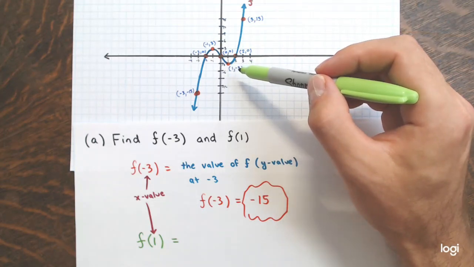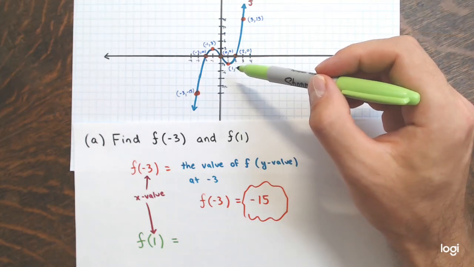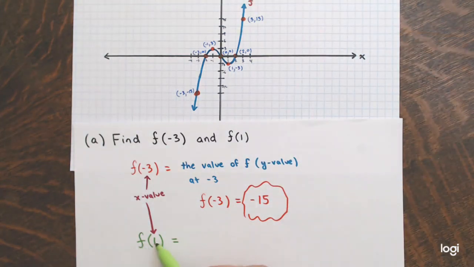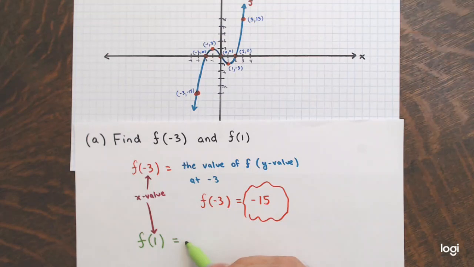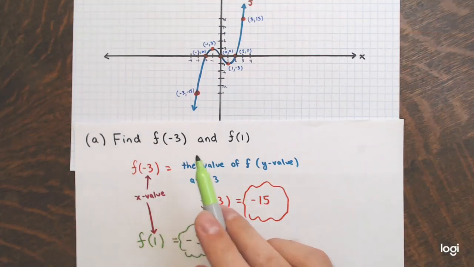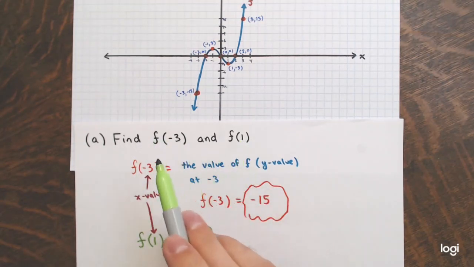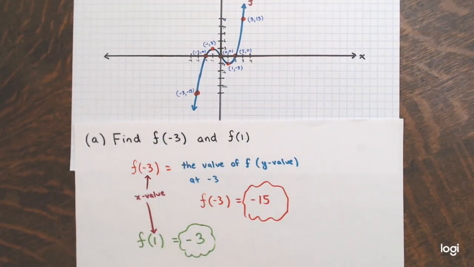x coordinate 1, y coordinate -3. So -3 is the value of f at 1. So the value of f at 1, the y coordinate when the x coordinate is 1, from my picture up there is -3. And that's it for part A. Very simple. I'm given x coordinates and basically just asked to find their corresponding y coordinates. Wonderful. Alright, and then something similar to what we saw in the last example.